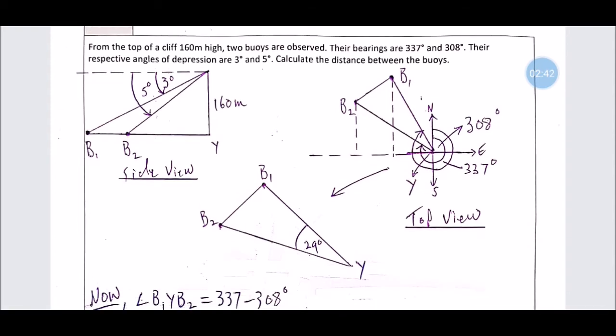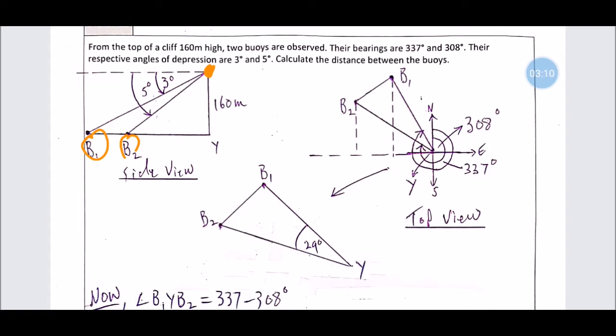So I've got two buoys. I'm going to call them B1 and B2, buoy 1 and buoy 2. Their angles of depression from the top of a cliff, right here, are 5 degrees and 3 degrees. Okay, so we can very easily come up with this diagram. And that's from the side. So that's done and dusted, okay, that's easy.